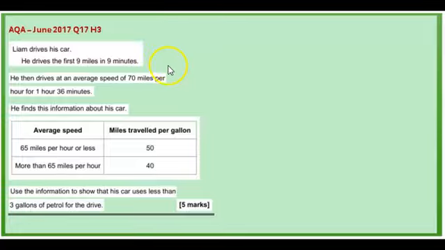On each of these parts, we need to find the consumption, because the problem asks us to decide whether or not he uses 3 or less gallons for the whole drive. Now, we have a table here which gives us the consumption, how many miles per gallon, or gallon per mile if you want.